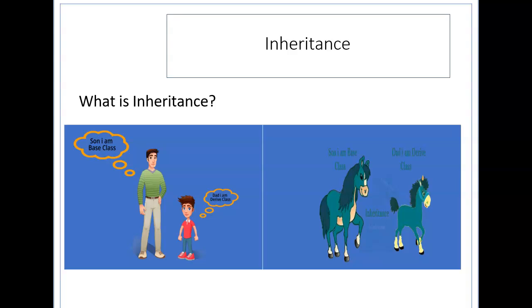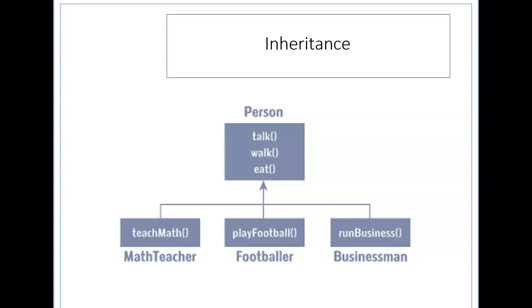Similar is the case of the animal. Now I can give you one more example of inheritance. Now there is a base class called Person. What are the different methods or functions that can be related to the person? Can talk, walk, eat, right? But the occupation of a person can be different, like a math teacher is also a person, a footballer is also a person, a businessman is also a person. So along with talk, walk and eat, there can be many more functions. Say suppose for a math teacher, teach math is one of the methods. So a math teacher along with teaching math can talk, walk and eat.